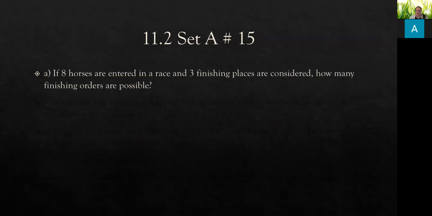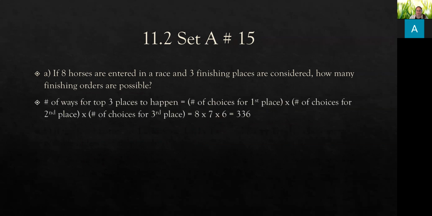Next is number 15. It says if 8 horses are entered in a race and 3 finishing places are considered, how many finishing orders are possible? We have 8 horses, and we're really interested in knowing who comes in first, who comes in second, and who comes in third. And after that, we don't care.